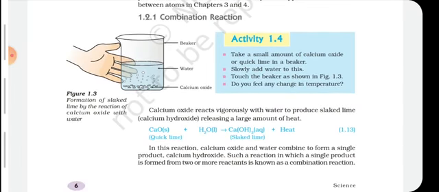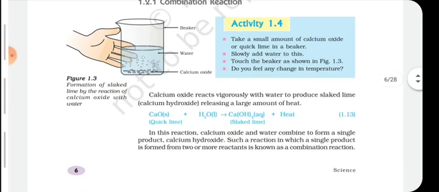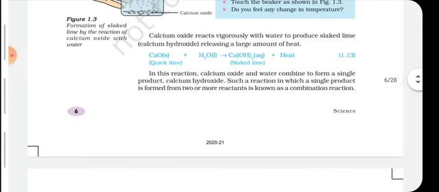As we all know about the combination reaction, it is a reaction in which a single product is formed from two or more reactants. I repeat, a reaction in which a single product is formed from two or more reactants is known as combination reaction. See, they have given us the example of slaked lime produced from quicklime, that is calcium oxide plus H2O gives Ca(OH)2 plus heat, that is quicklime plus water will give you slaked lime plus heat. Fine students, I hope you are clear with this.